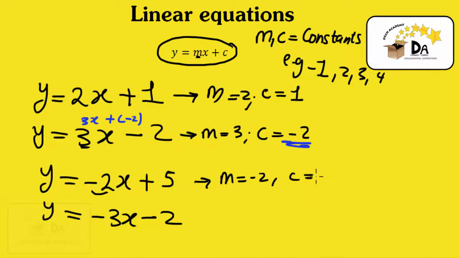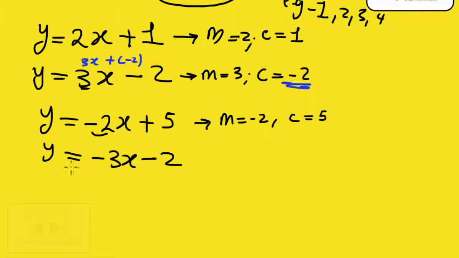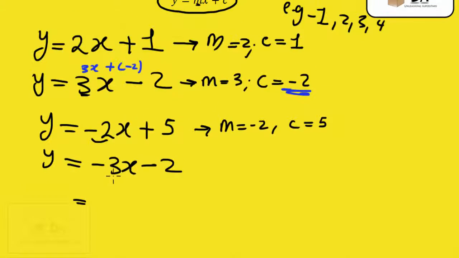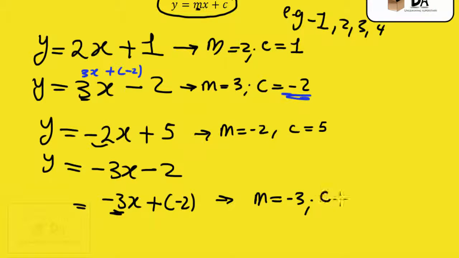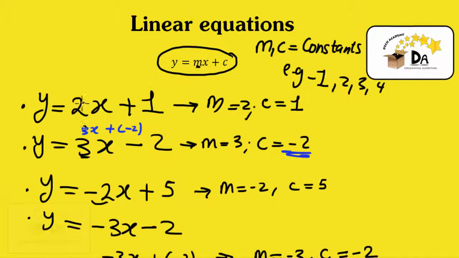C is 5. The last equation, minus 3x minus 2. Let's write this in the form mx plus c. So minus 3x plus c minus 2. So in this case here, m is minus 3. The coefficient of x is m, which is minus 3 in this case, plus c plus minus 2. C is minus 2.